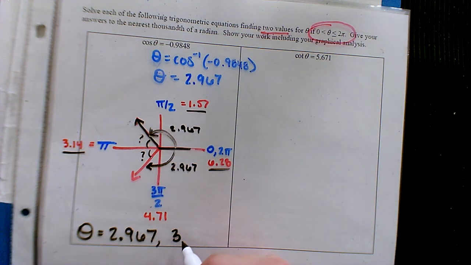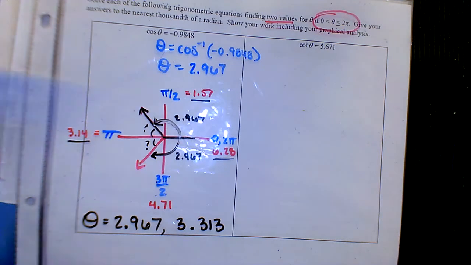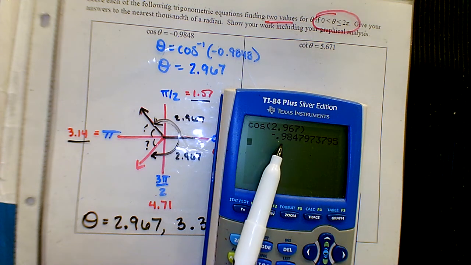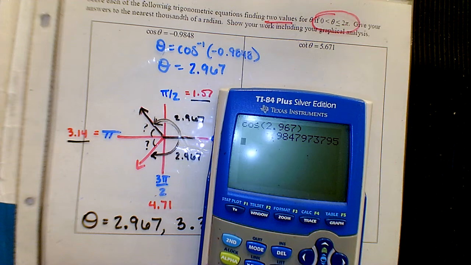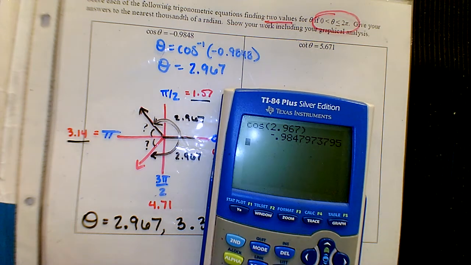I think we should get 3.313. Does that sound about right? Okay, we have a calculator, so we can check our work. Let's go ahead and type in cosine of 2.967. We get negative 0.9848. All right. That one is the one the calculator gave us, though, so it kind of makes sense that that one should work out well.